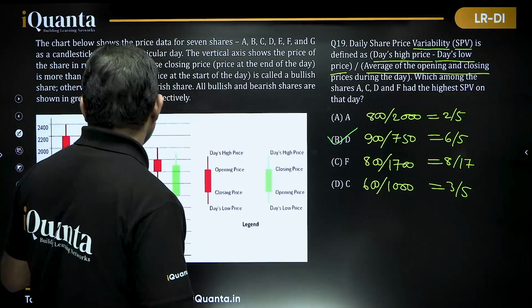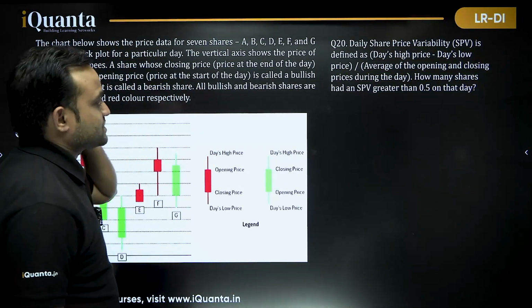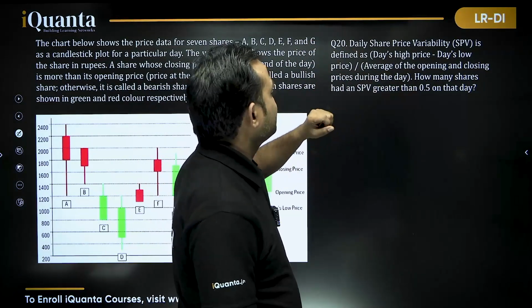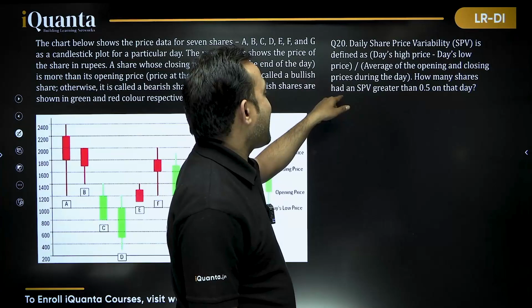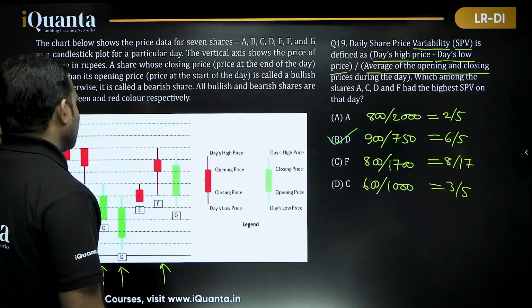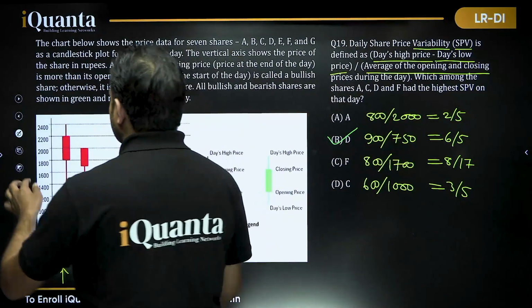Now, if we have found out these, if you check the next question, it says SPV is defined as, again the same thing, how many shares had an SPV greater than 0.5 on that day. So again, we already have 4 of them. So we can find the rest of them. What are those?